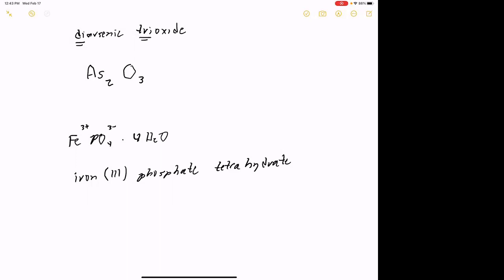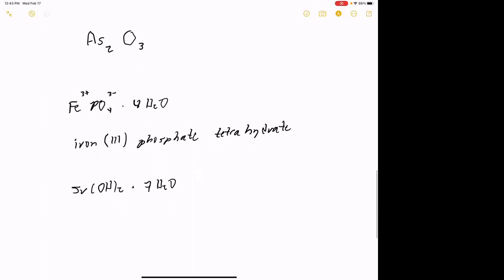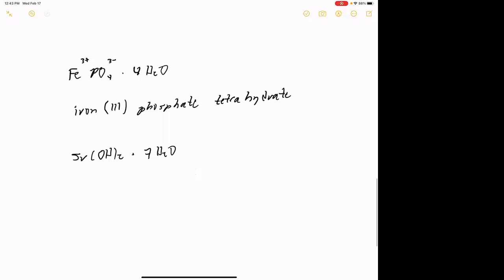Can you do number 5? Sure can. It looks like it's Sr(OH)2 times 7 H2Os, right? All right, we have to name that. So Sr, what's that element name? Strontium.